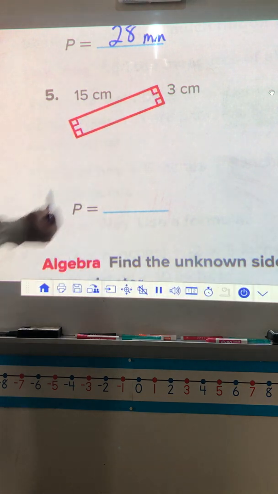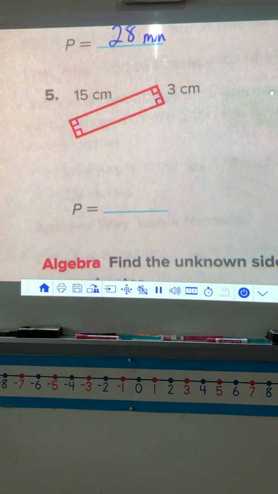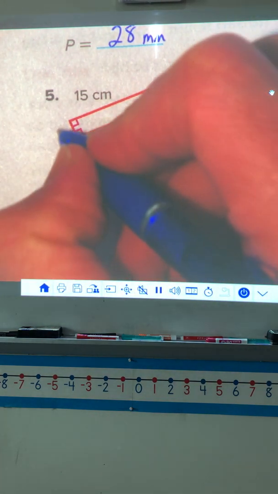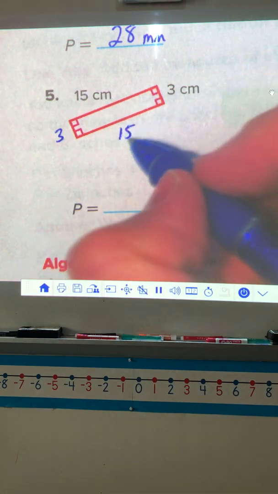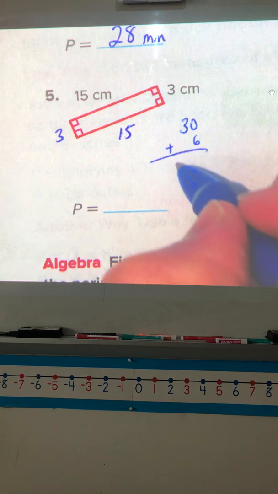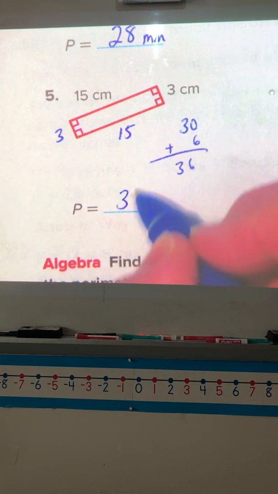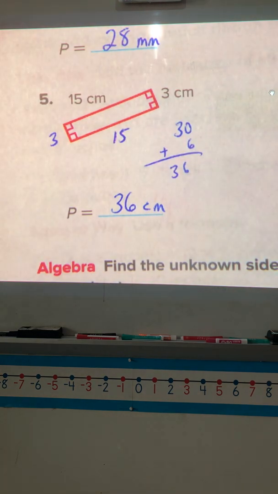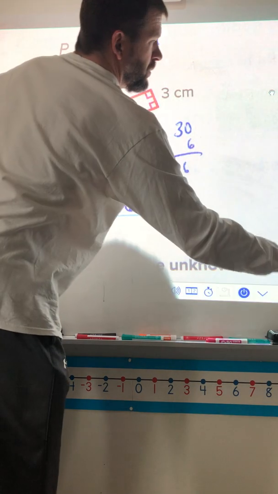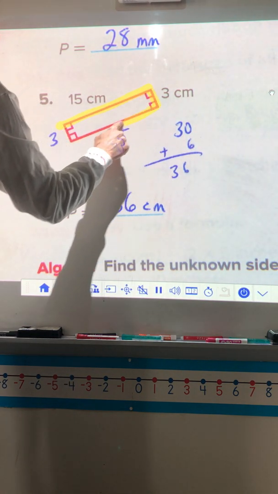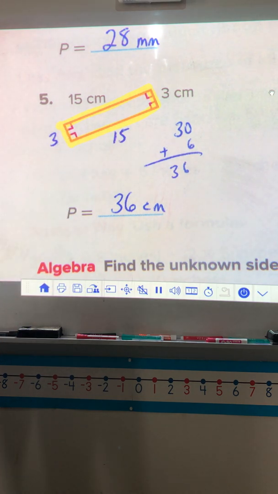Okay, so that's going to be 15 below because it's equivalent. So that's going to be 15, and this one's going to be 3. I see 30 plus 6, 36 centimeters is your perimeter there. And remember, I can't say it enough, your perimeter is the distance around a shape. It's the distance around the shape, okay?